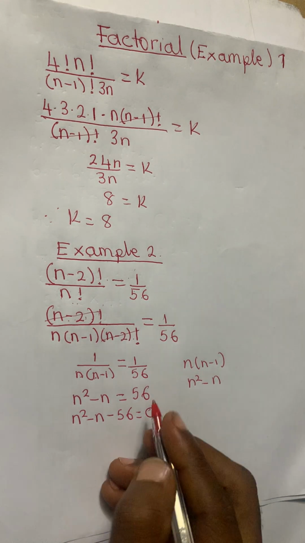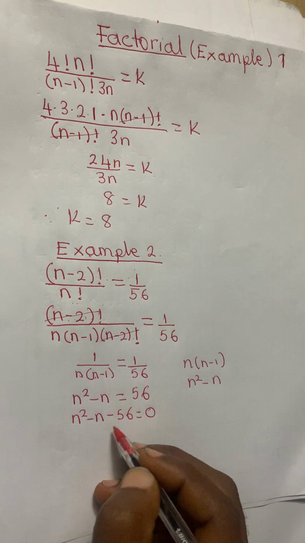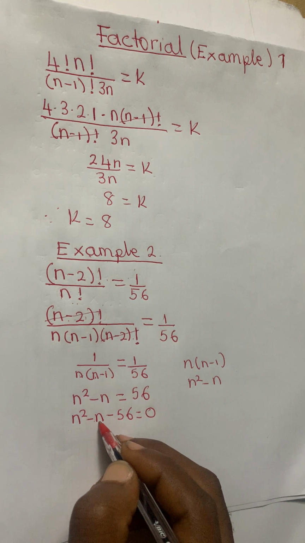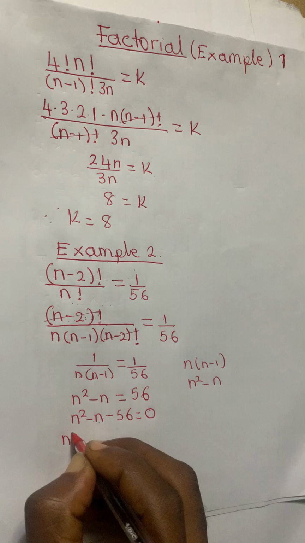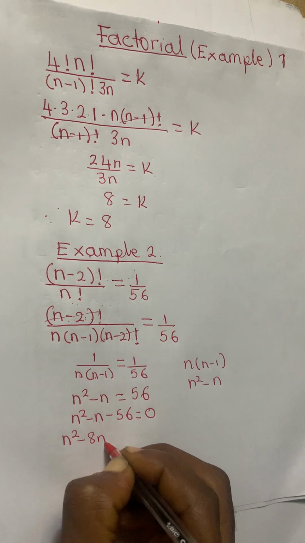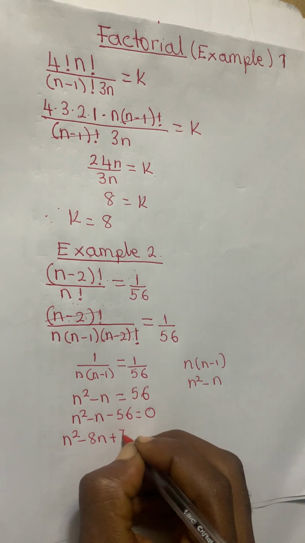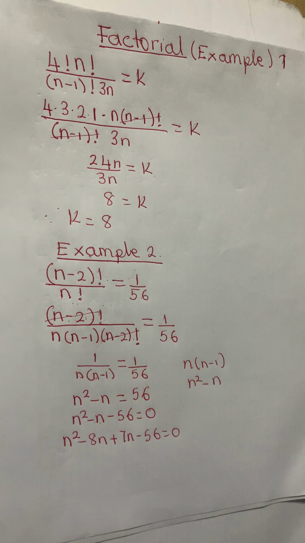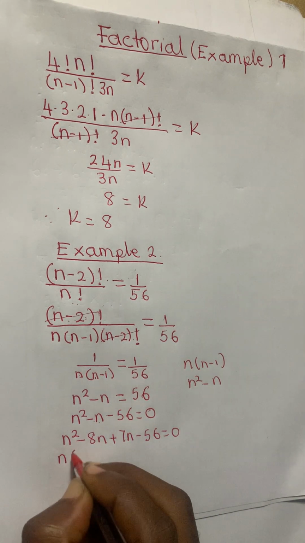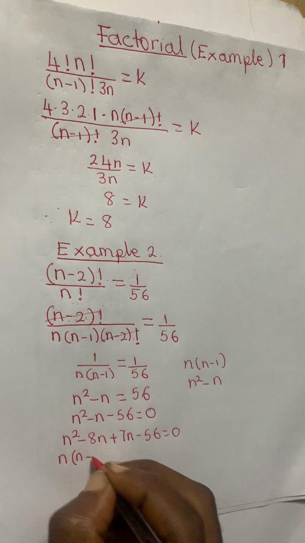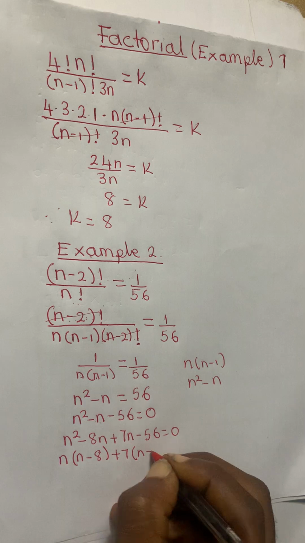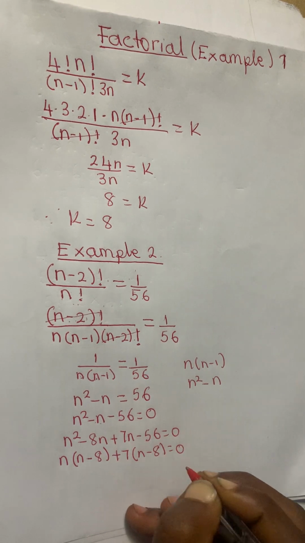Without a calculator, we find the factors of the constant here, which when summed up will give us minus 1, which is the coefficient of n. So we have n squared minus 8n plus 7n minus 56 is equal to 0. Now, by factorization, n out, n minus 8 plus 7 out, n minus 8 is equal to 0.